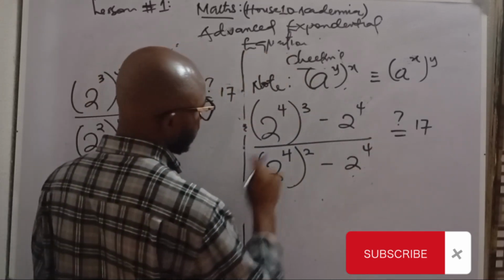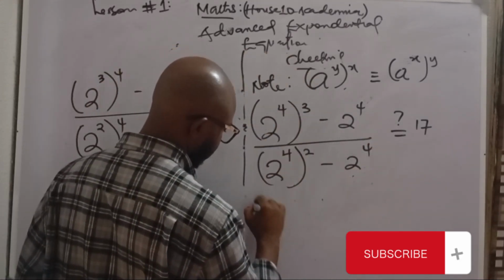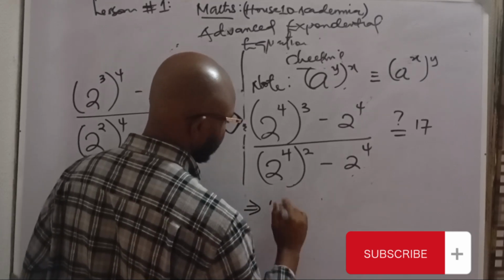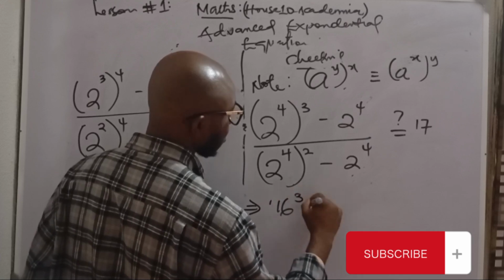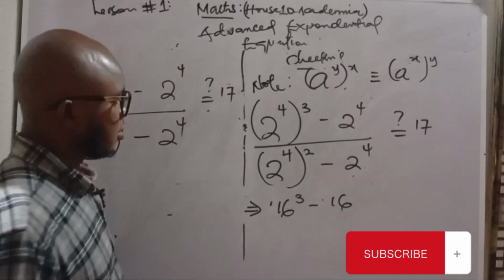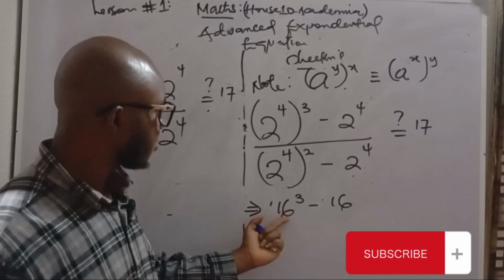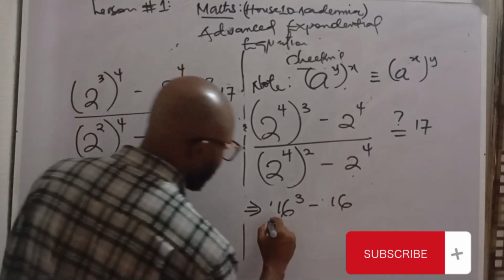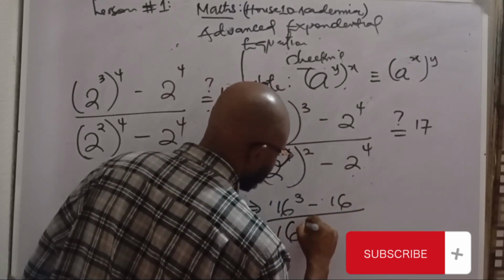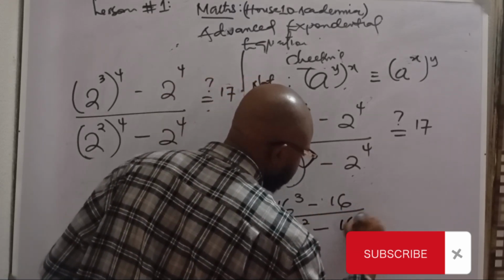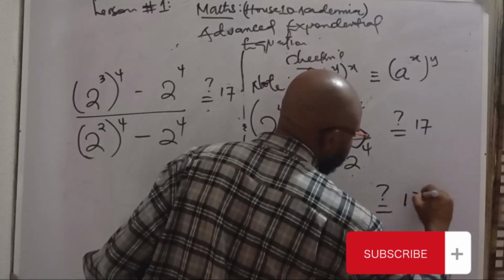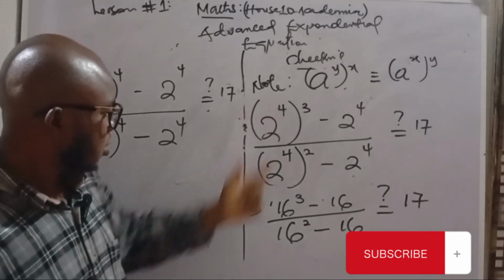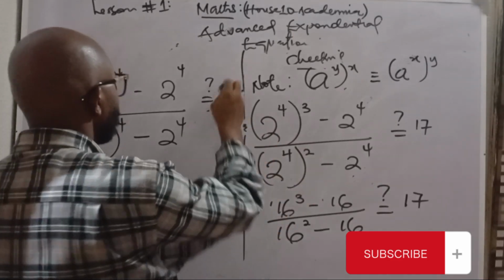So now for you to do this, this will give us 16 raised to the power 3 minus 16. Yes, because this time this will give us 16 raised to the power 3, then this over 16 raised to the power 2 minus 16, equals, is it equal to 17? I think we got how I got 16 over 3. So we proceed.